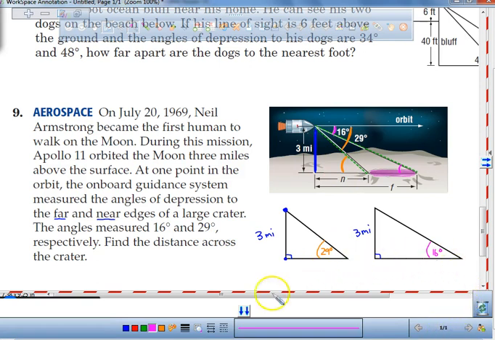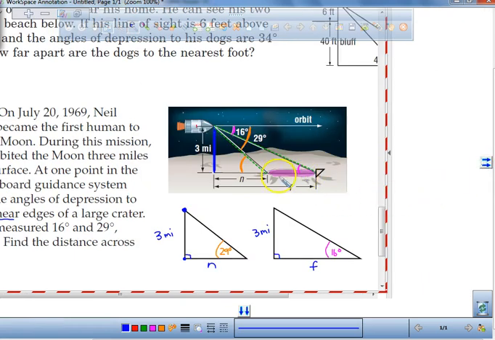Right. Now, everybody, the next thing I want you to do is the distance from here to here is called N. So I'm going to label that N. The distance from here all the way across is F. So I'd like you to put F. The distance of our crater, which is from here to here, I'm going to put the word crater right here. The length of the crater is going to be whatever the distance of F is minus the distance of N. So what do we have to find? We have to find F, and we need to find N, and we're going to find the difference between them, and that's going to be our answer.